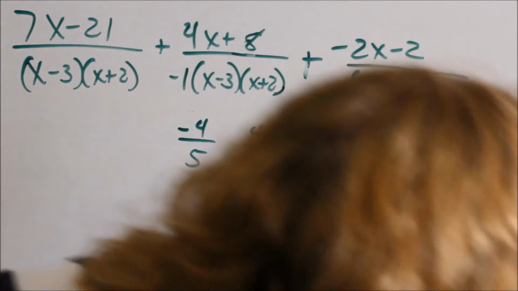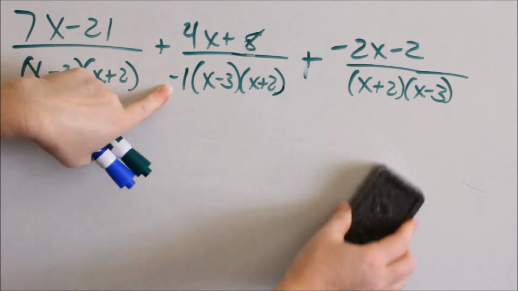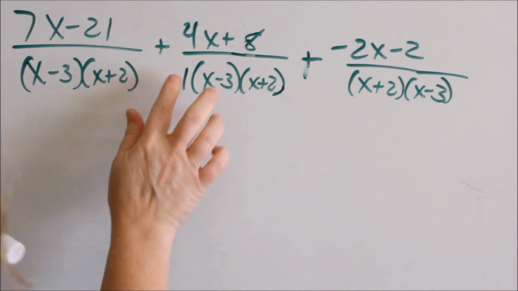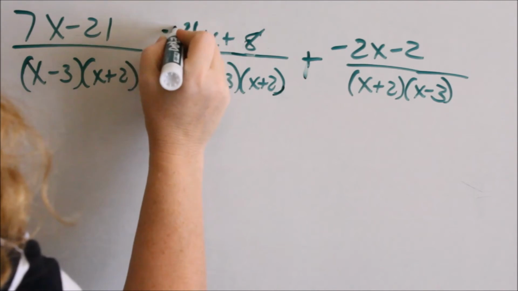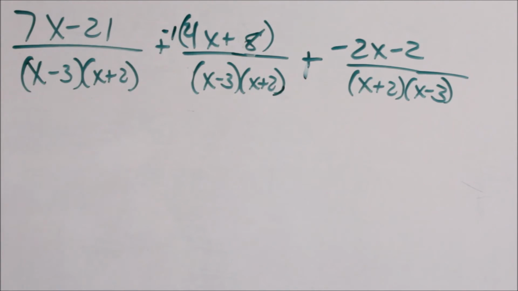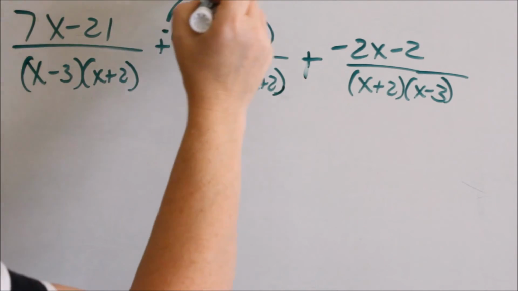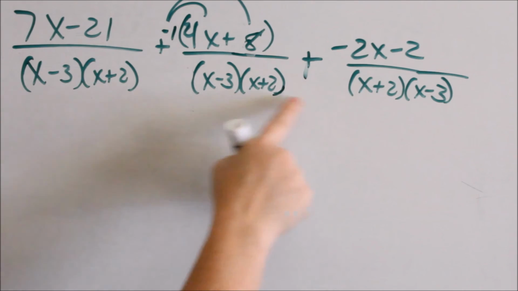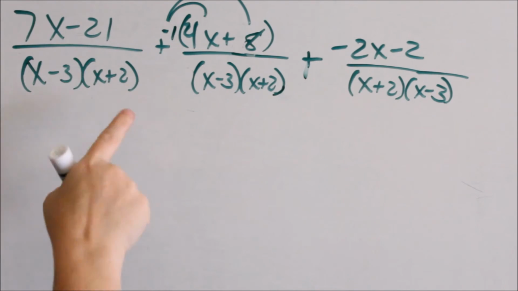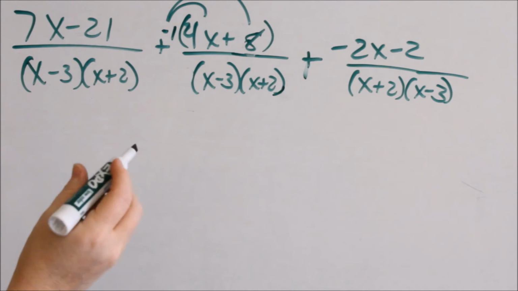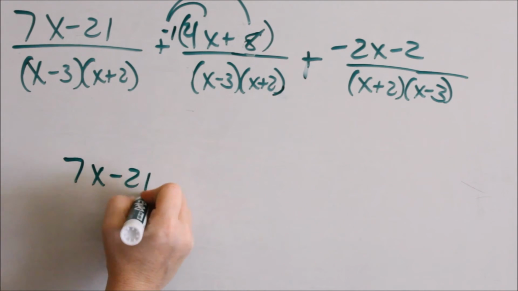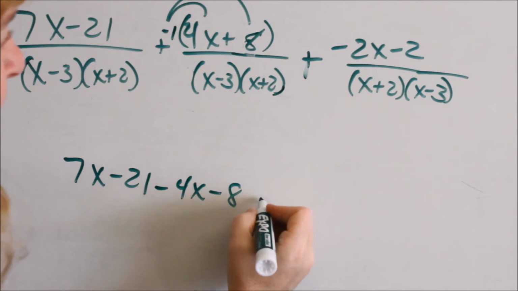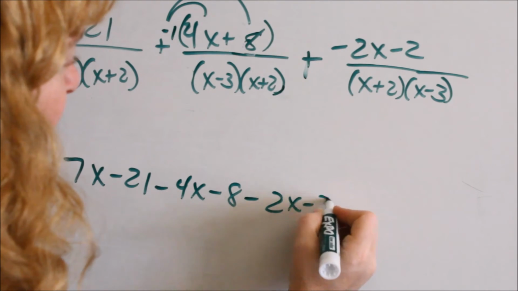All that to say is that this negative 1 in the denominator, I'm going to move it up to the numerator. And that's okay to do because I have a positive divided by a negative. Well, if I move my negative 1 up here, I still have a negative divided by a positive. Because now I want to distribute that negative 1 up here in my numerator. I don't want it in my denominator because I want all my denominators to match. So that's why I'm going to move it up. Now that I have a common denominator, I'm just going to rewrite all my numerators. 7x minus 21, distributing this negative 1 would give me a negative 4x and then a negative 8. And then here I have a negative 2x and a negative 2.